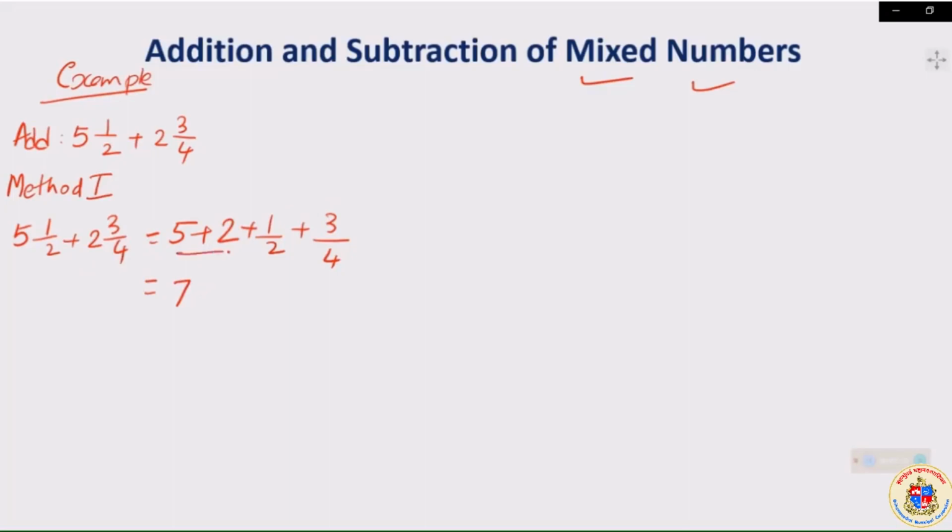For 1 upon 2 plus 3 upon 4, we have to make the denominator the same. No need of going for the LCM and all. We can convert 1 upon 2 to denominator 4 by multiplying both numerator and denominator by 2, so naturally it will become denominator 4 for both. That is the next step. We can write 7 plus 2 upon 4 plus 3 upon 4, right?